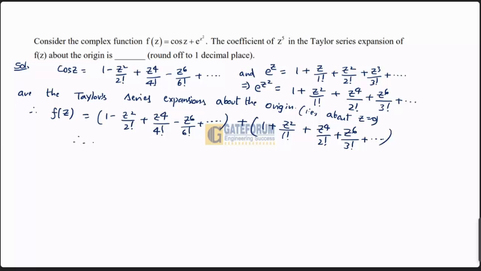Therefore, the coefficient of z power 5 in the above expansion is 0. So the answer is 0. This is end of the question.